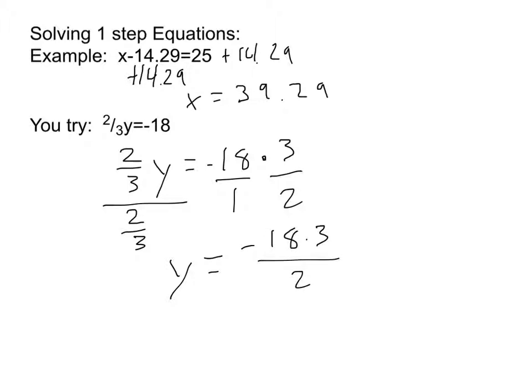So if I divide first, it doesn't matter, you could multiply first or divide first, it really doesn't matter. Negative 18 divided by 2 is 9, and then 9 times 3, sorry, I forgot about the negative, it was a negative 18. Negative 9 times 3, so y equals negative 27. So there's our answer.